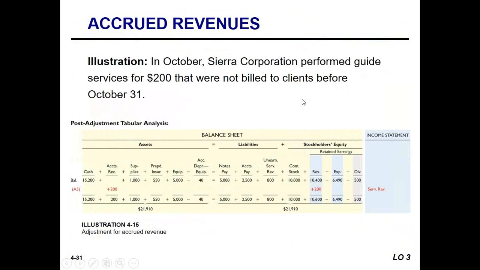All right, so Sierra performed some guide services for $200 that were not billed, probably because they were going with the same company on November 2nd to continue the trip or do additional services, and they were going to send one invoice for the entire package. But we earned the $200 in October, so we want to record that. We haven't been paid for it, so it's a receivable, and we've earned it, so it's revenue. So we will increase our receivables, and we will increase our revenues.